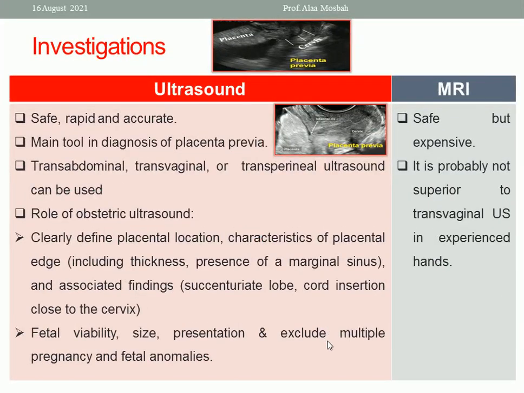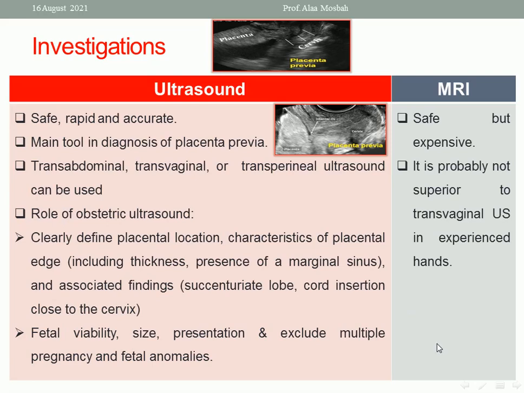What is the important investigation? It is the ultrasound: abdominal, transvaginal, and even sometimes transperineal ultrasound. The other imaging technique is MRI, but it is expensive and needs experienced personnel to do it. And I am not really in need of MRI, because ultrasound is quite enough for me to diagnose placenta previa.